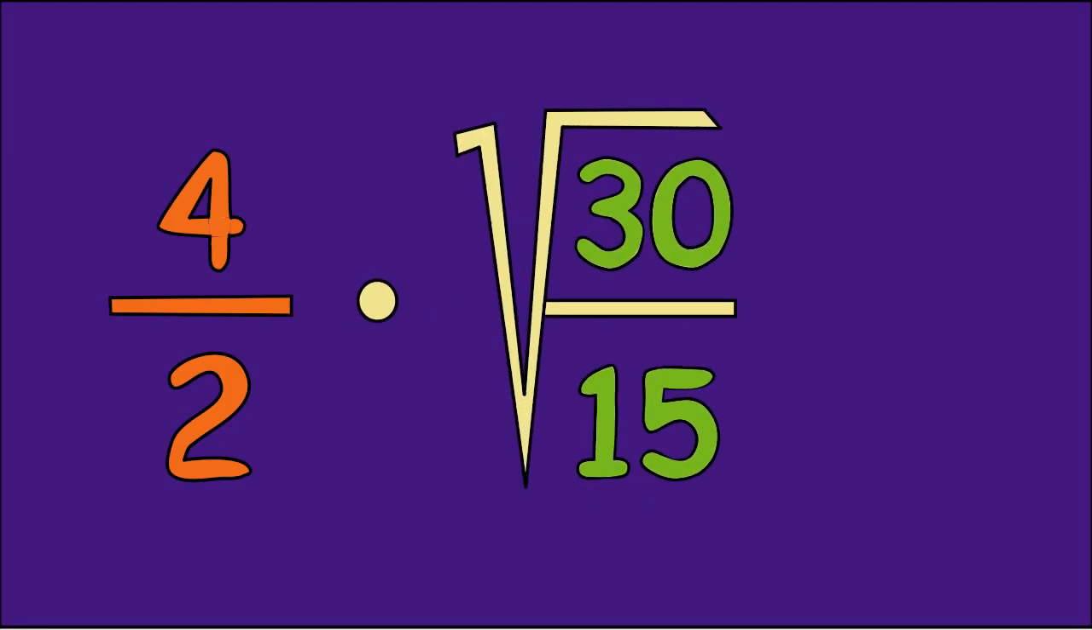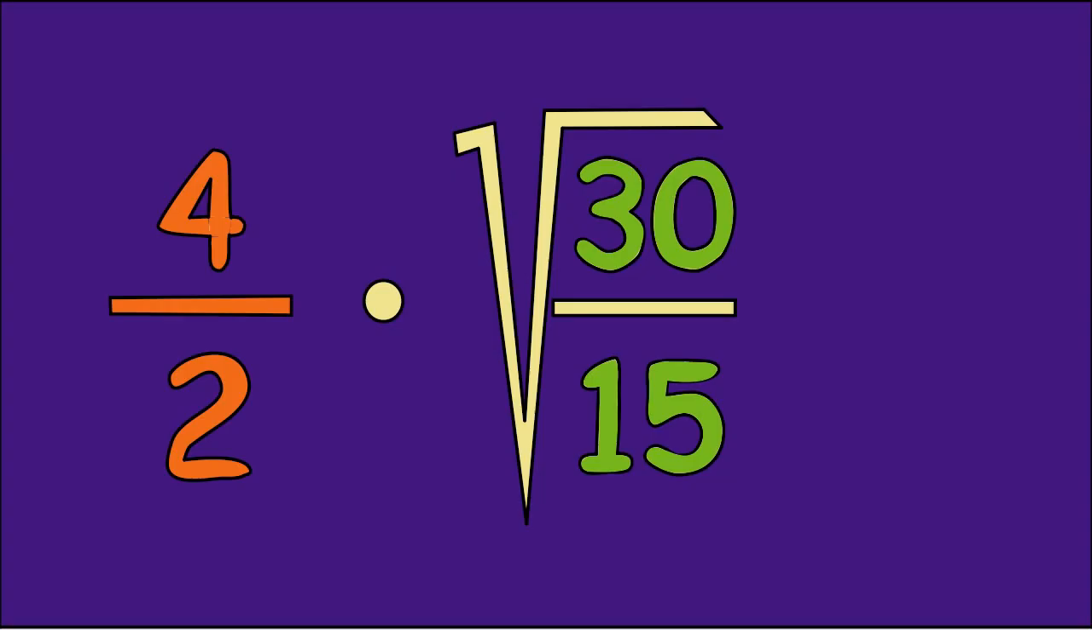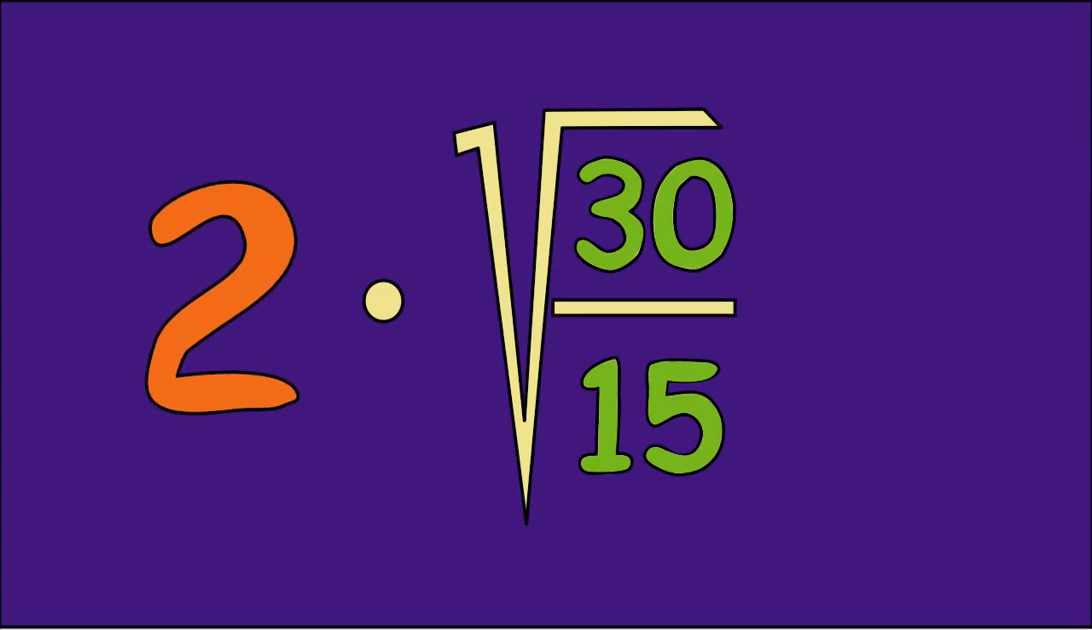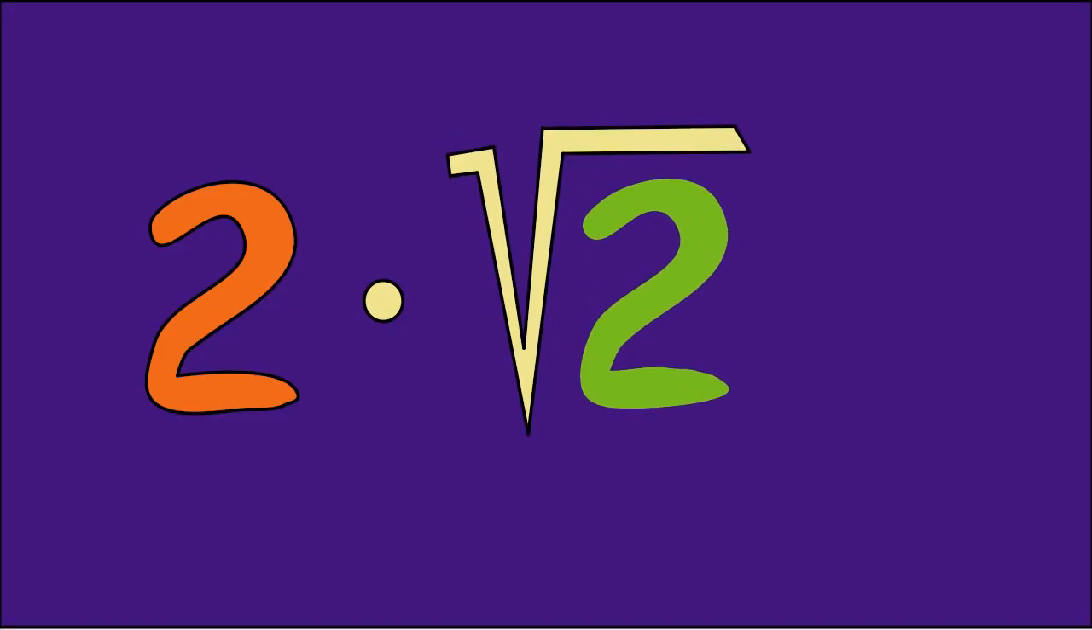Now we can turn the two little radicals into one big radical and divide. Since 30 divided by 15 is 2, we're left with a final answer of 2 square root of 2.